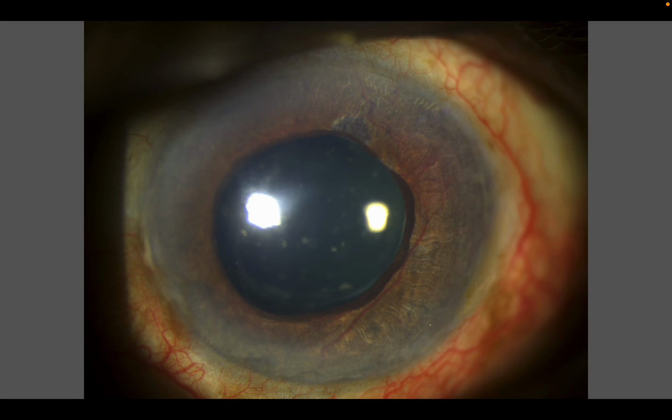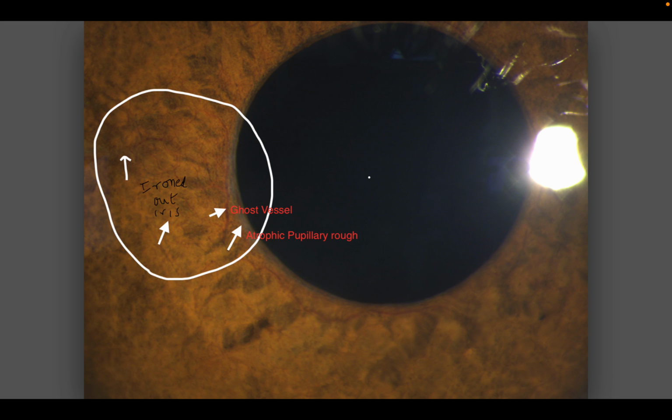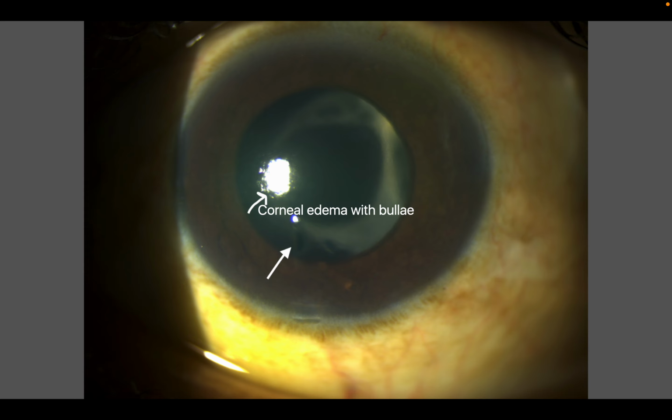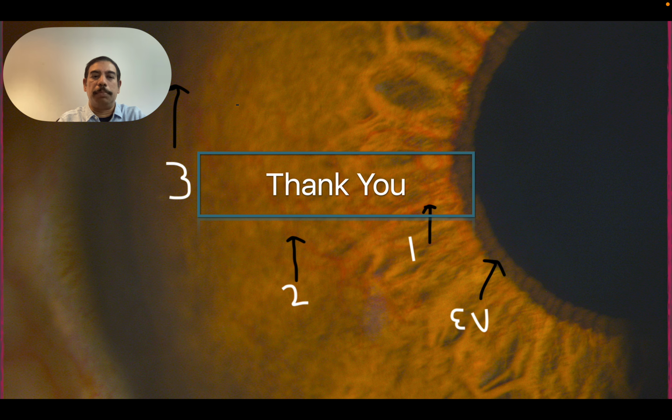This is the next stage, where we have probably given the injection. Now the eye is quiet. You can see that is the ghost vessel. The ghost vessel, the color is different. You can see from the picture. The eye is quieter. Then you can see the pattern of the iris, an ironed out iris pattern. You can see the ghost vessels, and also there is an atrophic pupillary ruff. These are the typical findings. Along with that, you can see the patient having corneal edema and also bullae. So these are the findings that you should remember when you are looking at a patient with neovascular glaucoma.